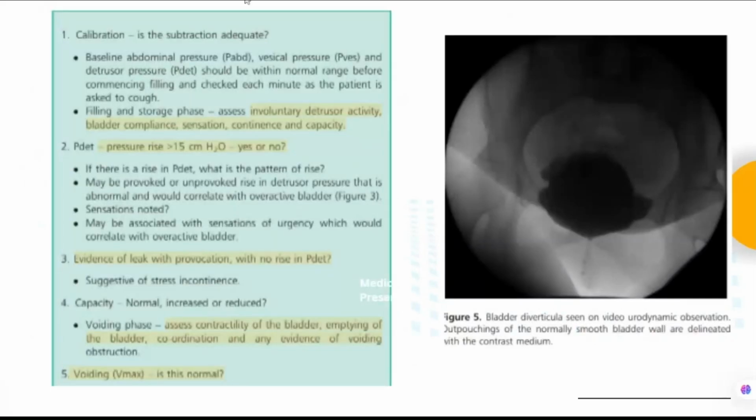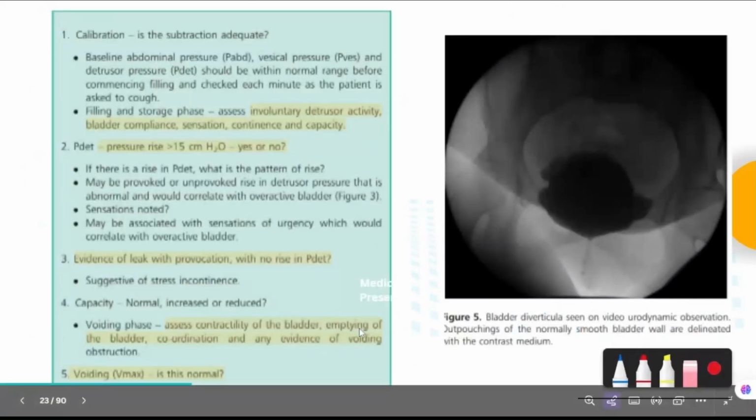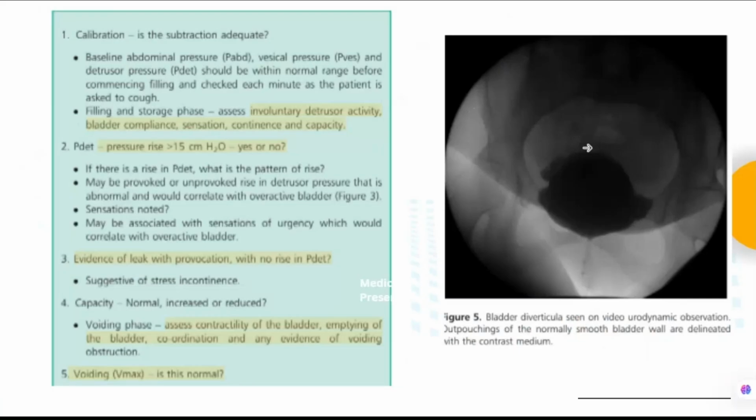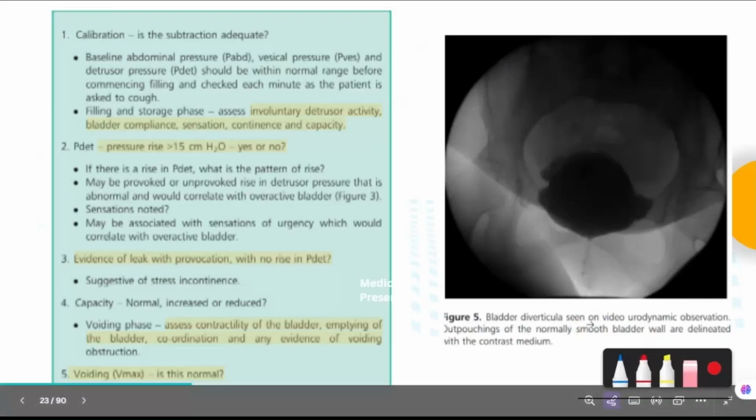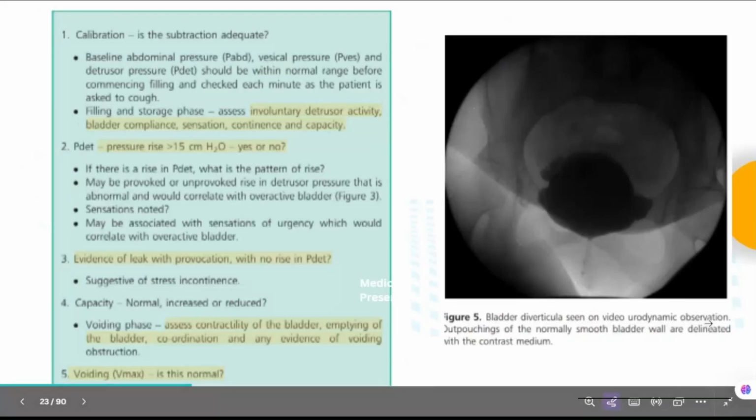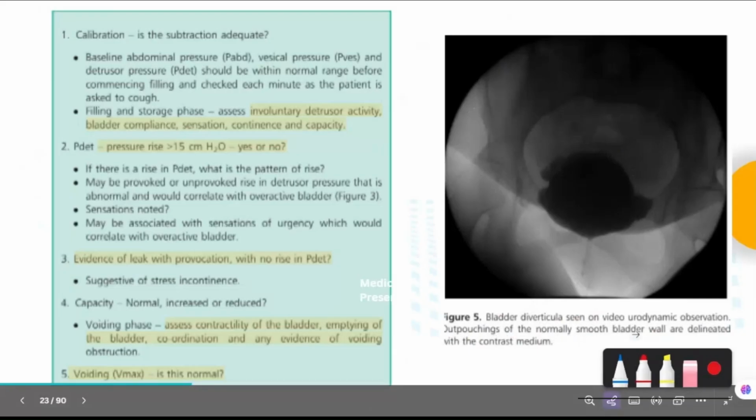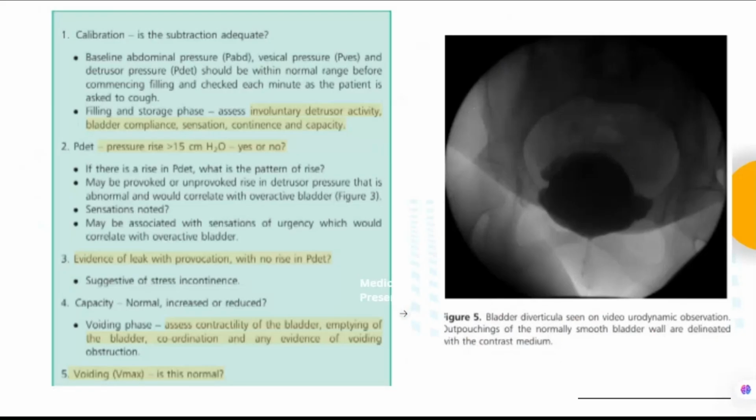So there may be some questions on this diagram. Here you see a bladder diverticula. This is the lining of the bladder. So what kind of test is this? This is video urodynamics, showing the outpouching of the normally smooth bladder wall, delineated with contrast medium. So here you see the bladder diverticula, and the diagnosis will be bladder diverticula.